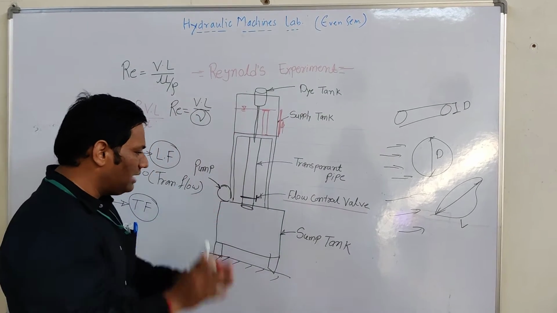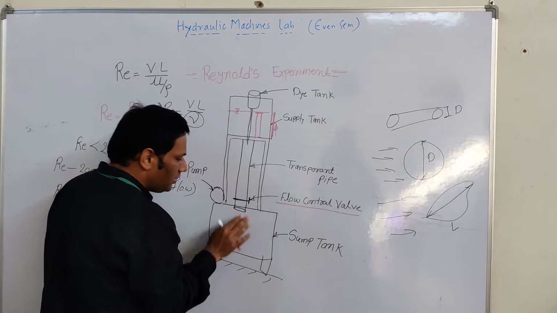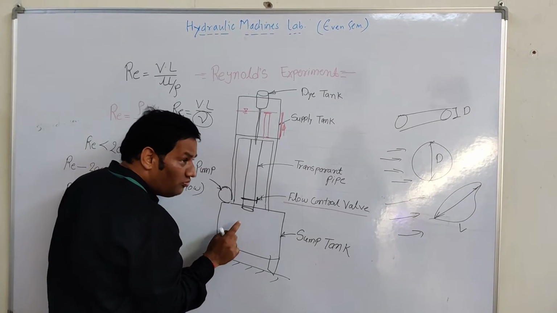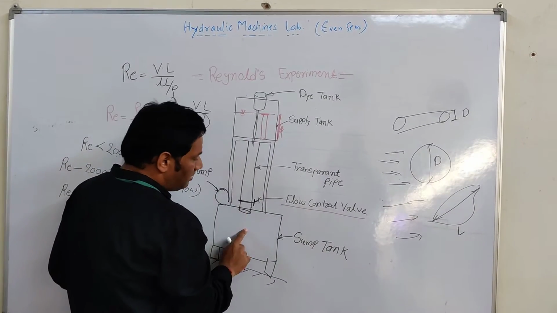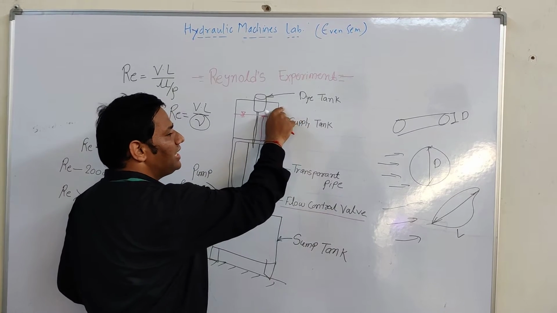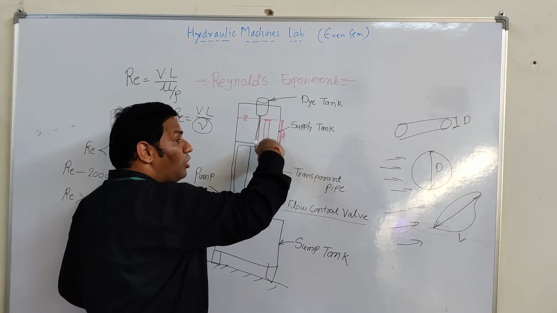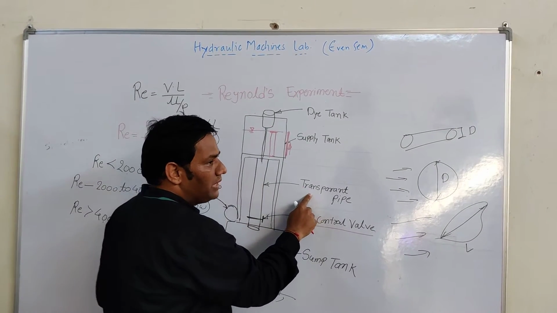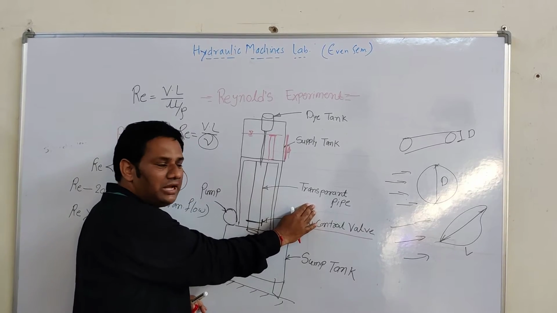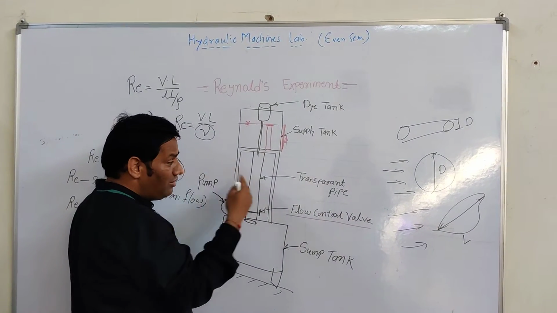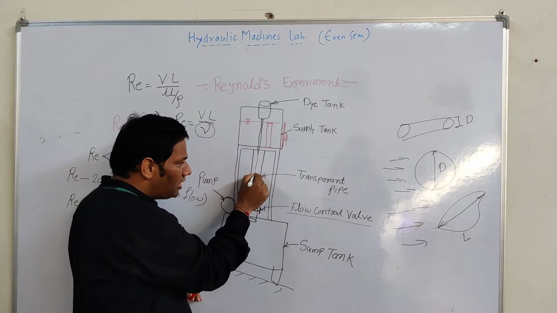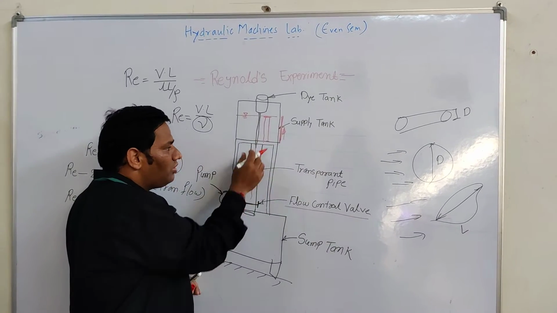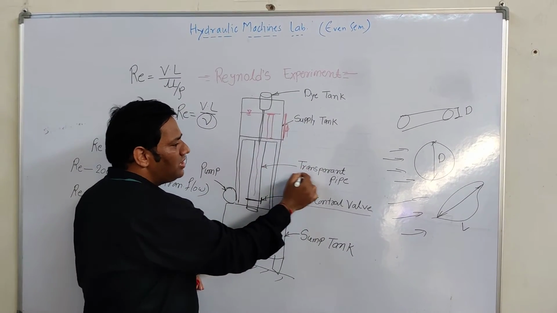Now I am repeating the same process. This is our sump tank. This is our centrifugal pump. The centrifugal pump is used to transfer the water from the sump tank to the supply tank, and the supply tank is used for transferring a constant rate of water to the pipe. This is our transparent pipe. Why do we need a transparent pipe here? Because we have to see the flow of the dye, the flow of this color, in the pipe. That's why we have one transparent pipe.